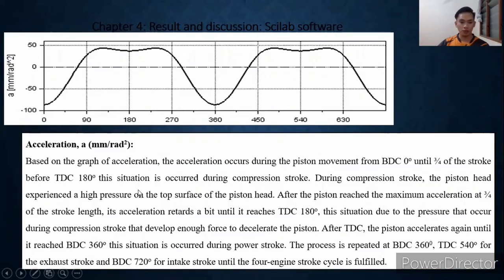And from the graph, we know that the acceleration occurs during the piston movement from the bottom dead center until 3/4 of the stroke before the top dead center. It occurs during the compression stroke. And during the compression stroke, the piston head experiences high pressure on the top surface of the piston. And this is shown during the Ansys analysis for the total deformation.